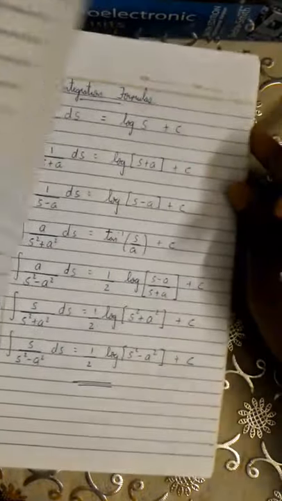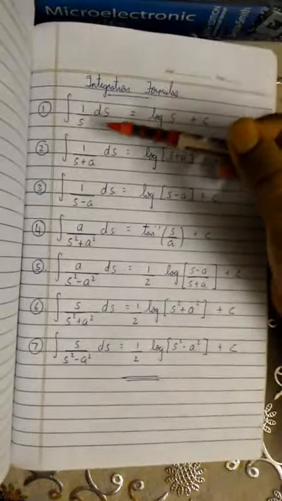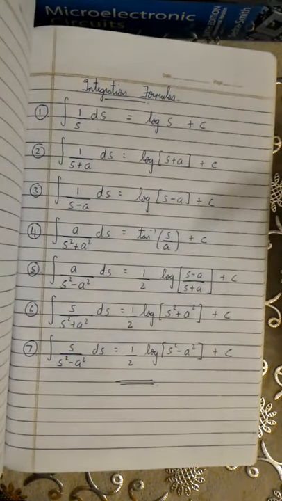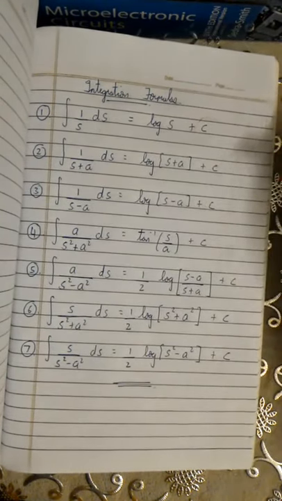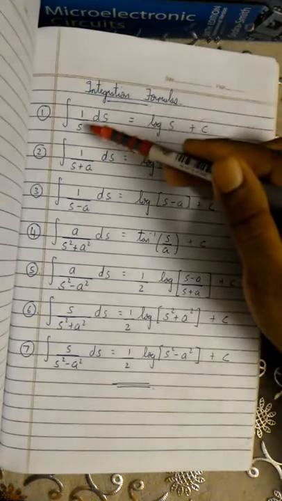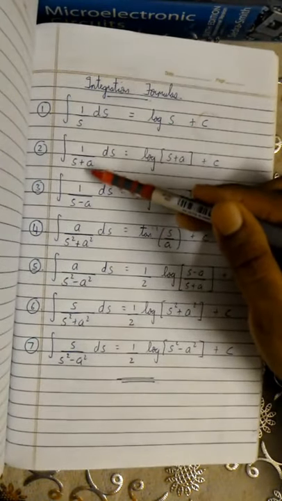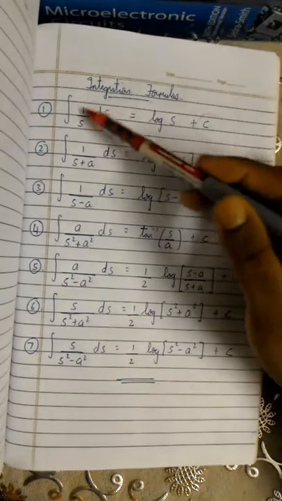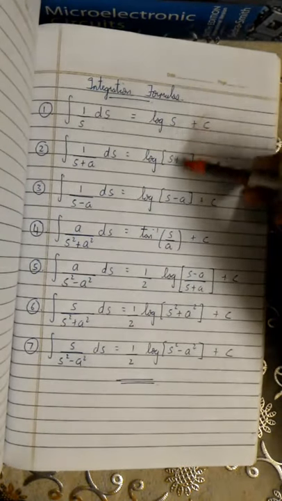So here the equation is the integral of 1 by s ds is equal to log s plus c. C is the integration constant. Of course, you can neglect this when you're doing your Laplace transform problems. This c has no significance in Laplace transform problems. So the integral of 1 by s ds is equal to log s. Next equation is the integral of 1 by s plus a ds is equal to log of s plus a. So you can understand, if you integrate the reciprocal, just put a log in front of it. That's all. So these 2 equations are very easy.